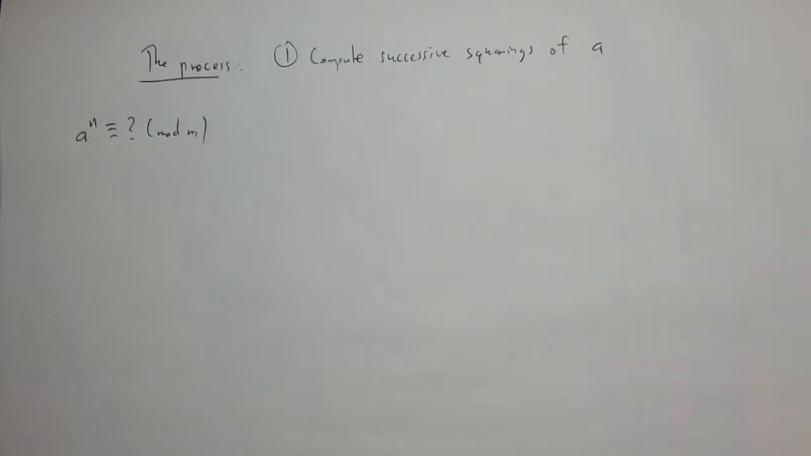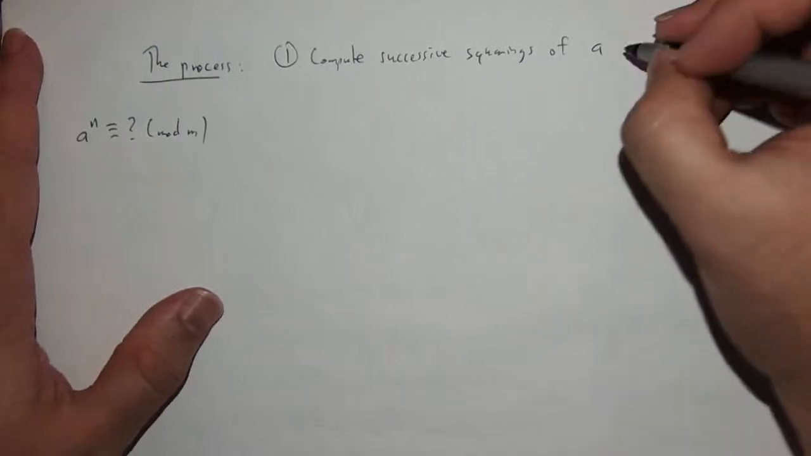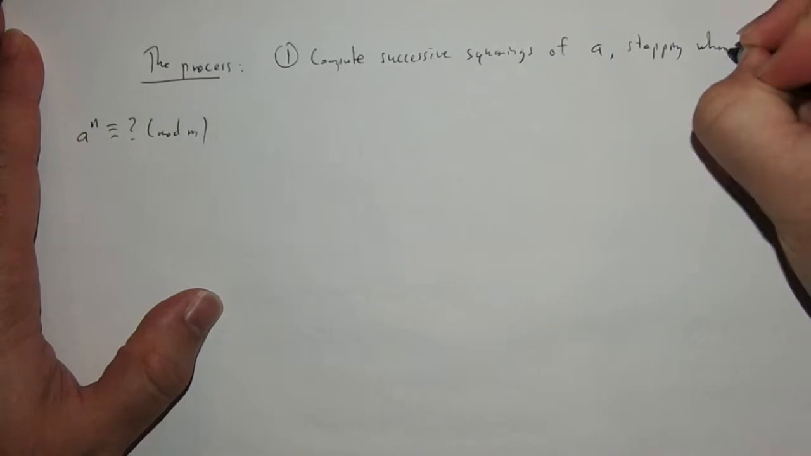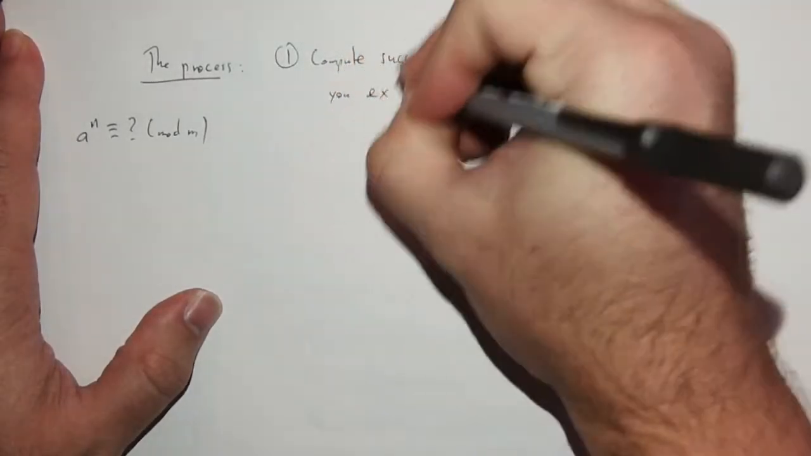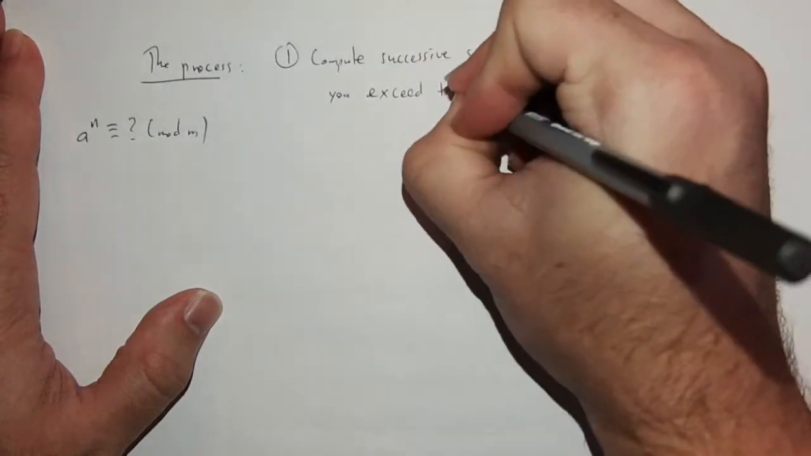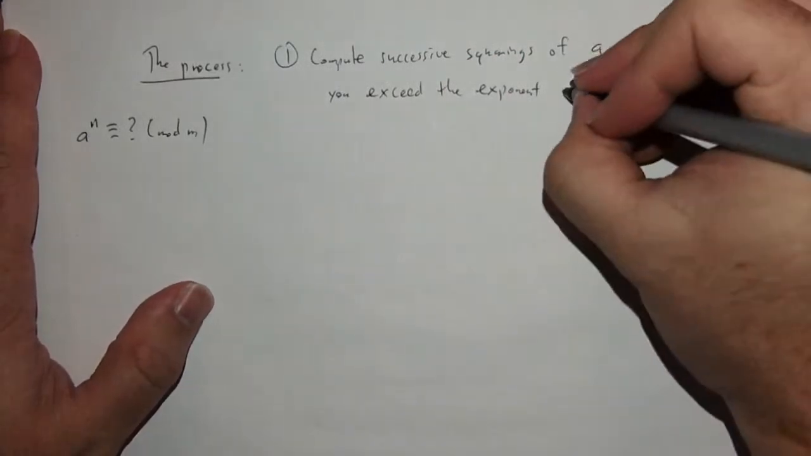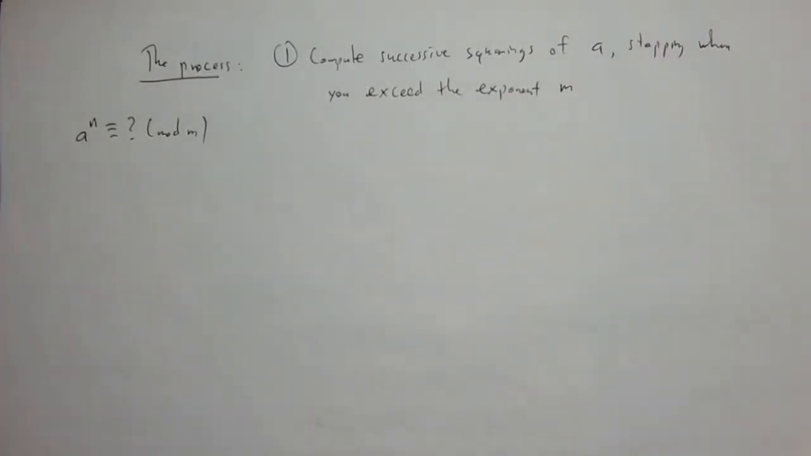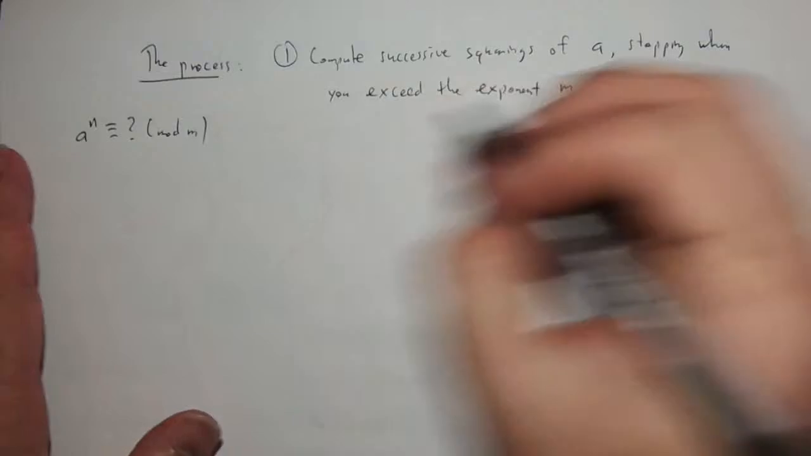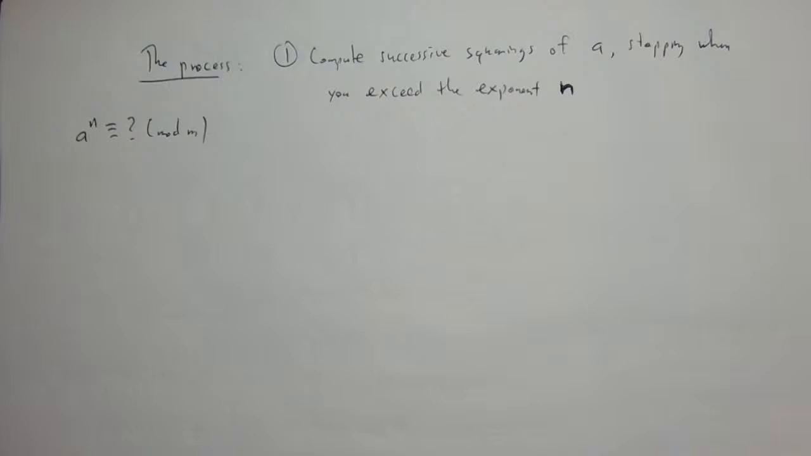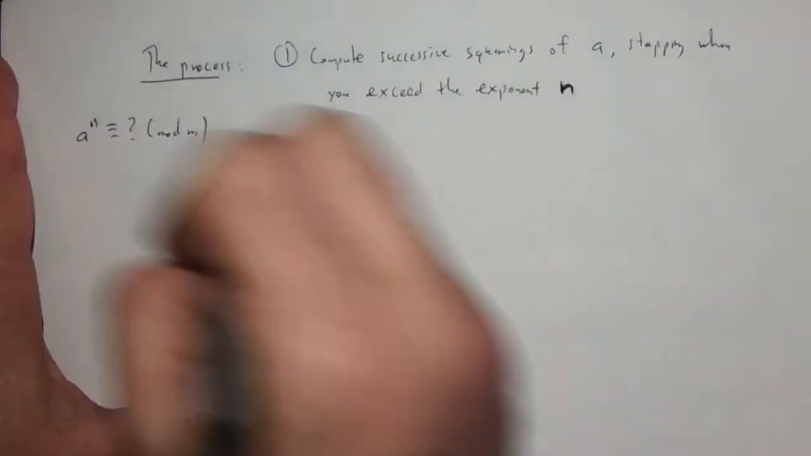Okay, so compute successive squarings of A, stopping when you exceed the exponent m. Oh, sorry, I'm using n here. All right, I've swapped this. The textbook swaps these. It's fine.